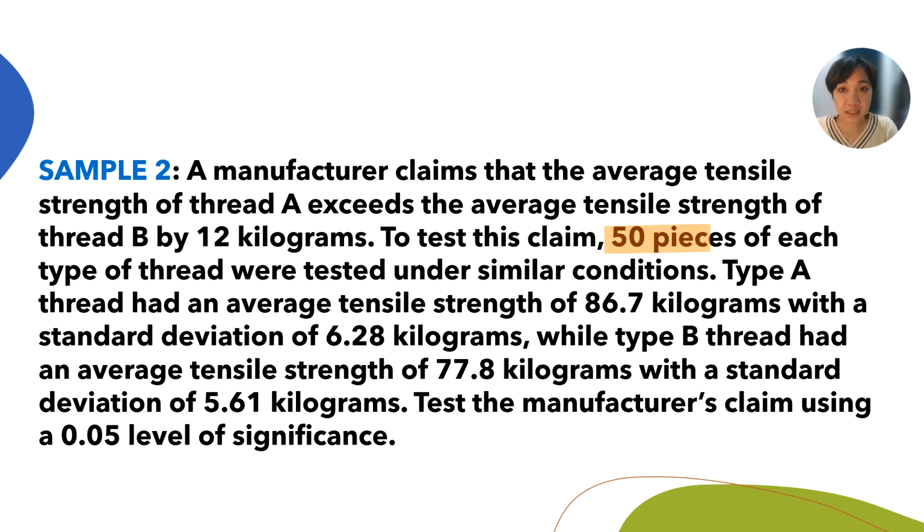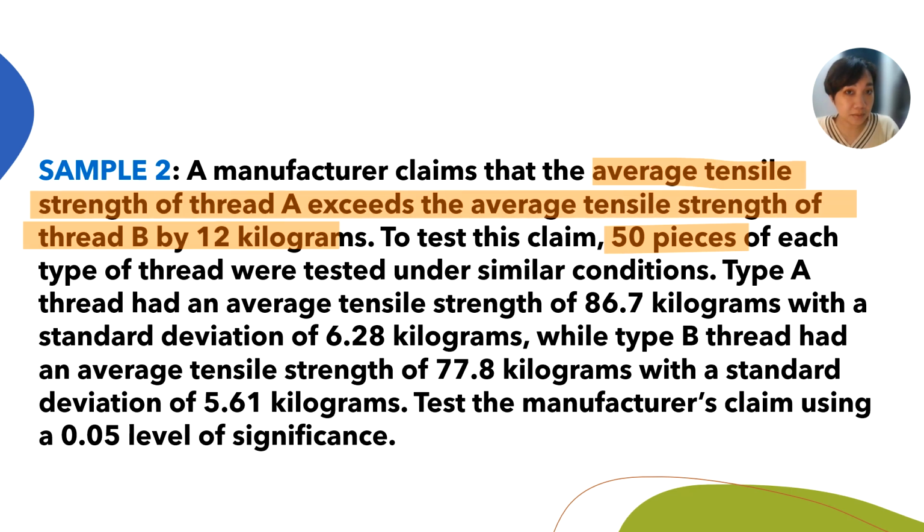What's the sample size? According to this problem, it's 50. That's more than 30. Then this statement means the parameter that we have is average. Okay, average tensile strength. Now it's obvious that this problem requires a hypothesis testing of z-test. That is according to the conditions. So always review the conditions that you have.